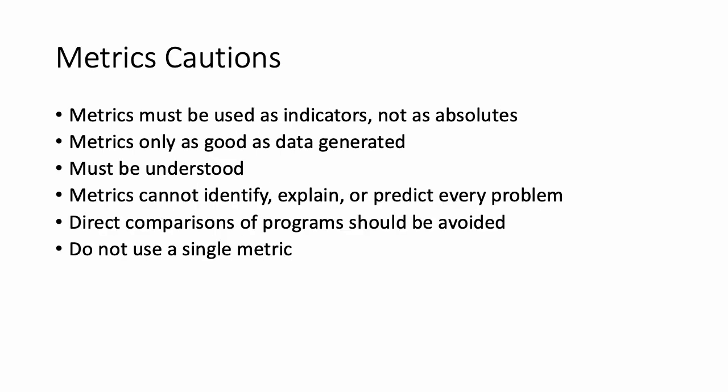A few cautions on metrics. First of all, they're really indicators. They're not absolutes. No metric is going to give you such complete visibility into your software development project that you're going to know exactly where you're at and what the problems are and what you need to do to fix them. That's why we have lots of different metrics along the way. Be smart, have a plan, measure lots of things, but know what they're measuring.